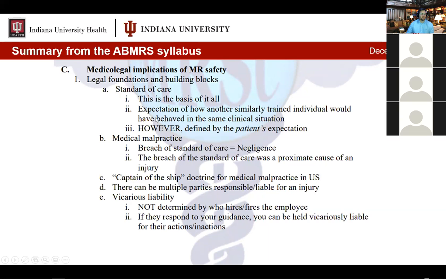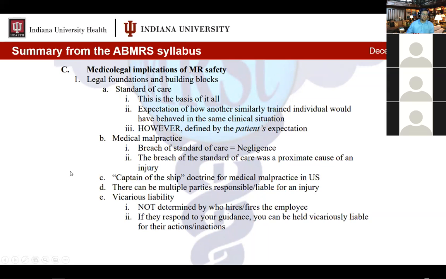They ask that you understand medical malpractice, know that a breach of standard of care is viewed as negligence, and if the breach of standard of care was a proximate cause of an injury, then the radiologist can be held liable. Captain of the ship doctrine for medical malpractice in the US, as we discussed. There can be multiple parties responsible, liable for an injury. This gets into primarily the division between the radiologist and MRMD, who are normally independent contractors, and the hospital or imaging center, which is its own legal entity.